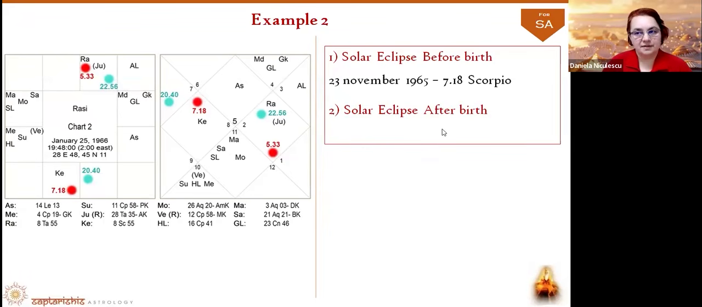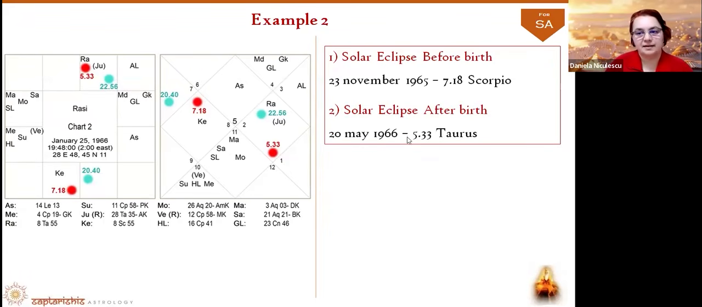The other solar eclipse after birth took place at 5:33 Taurus over here in the 10th house. So immediately you can say that something about natal place or mother and career is going to get some extra influence in this person's life.